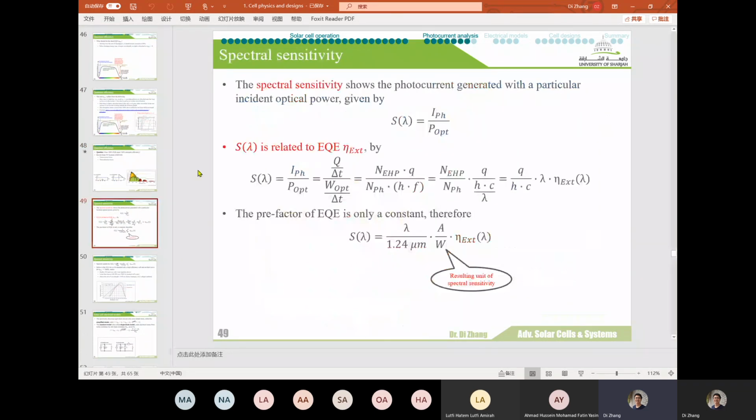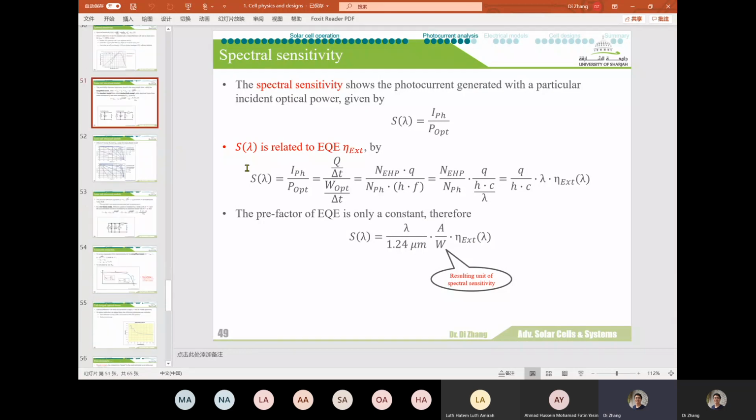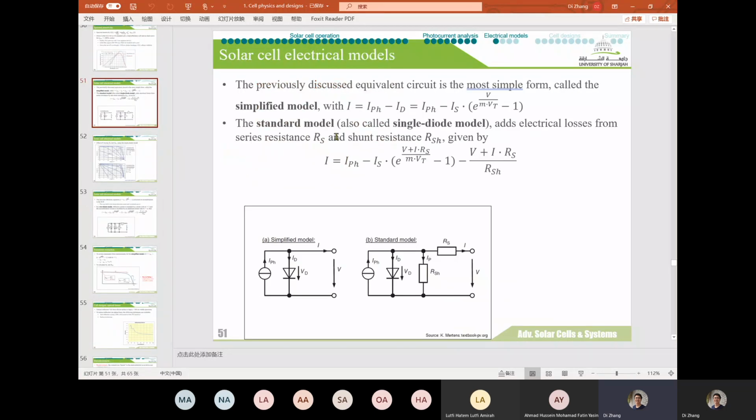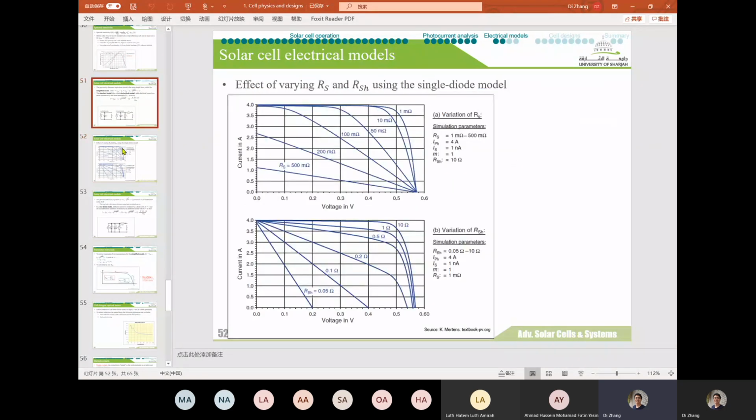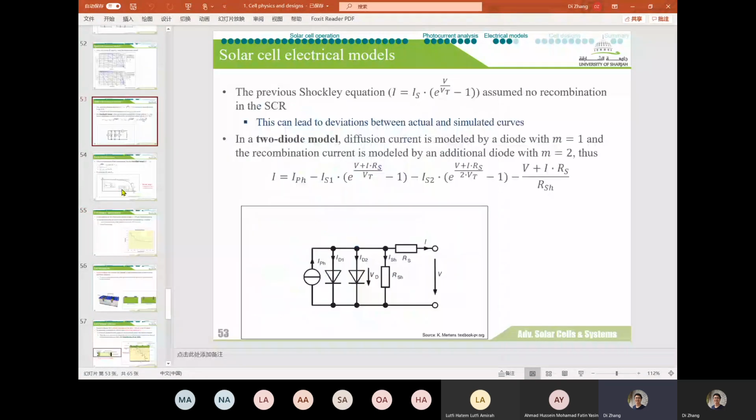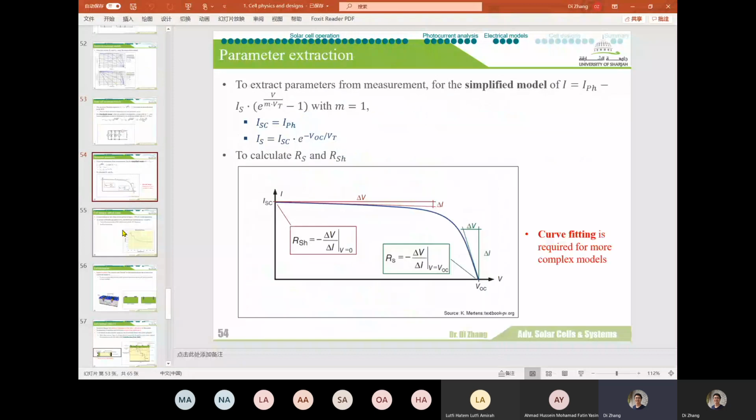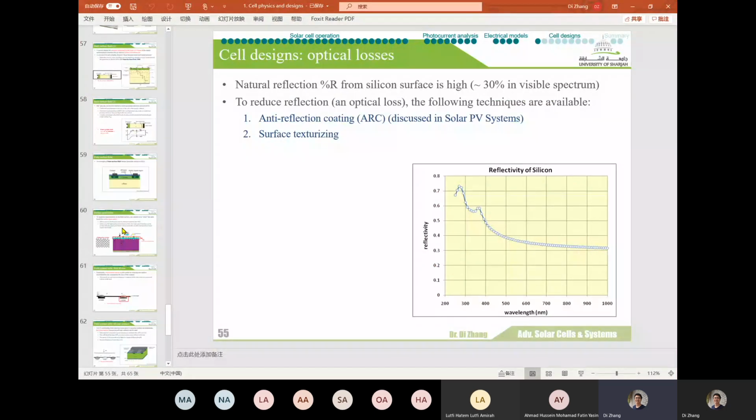And then we come to the spectral sensitivity. For this, there is no need for you to memorize it. Overall, it's a very simple equation after all, but we will provide it for you if necessary. And then the electrical model for solar cells, I think it's relatively easy enough. But if you want, I can provide this in the questions in the exams and quizzes. It shouldn't be too difficult. After that, I don't think we have any further equations.